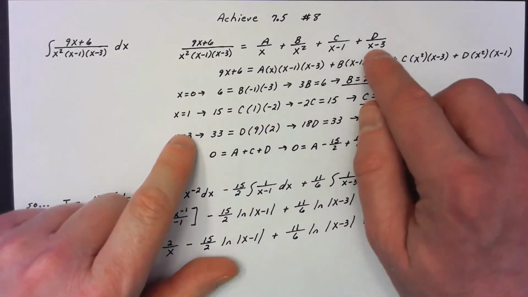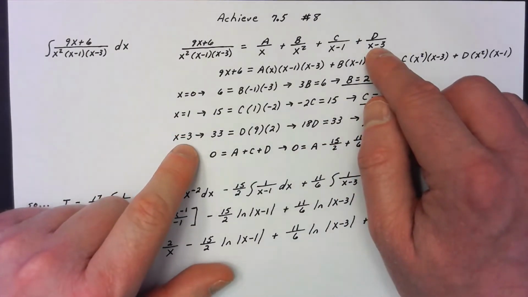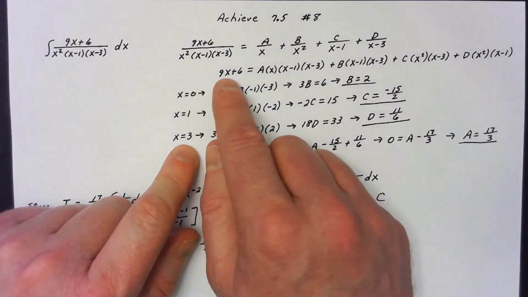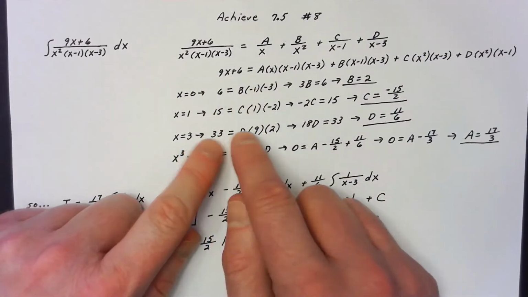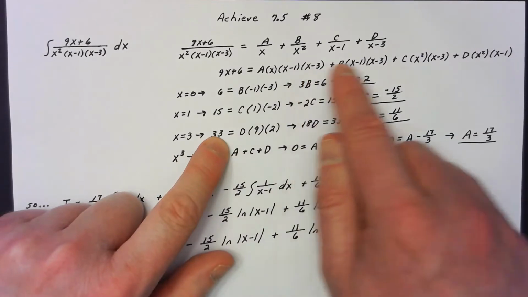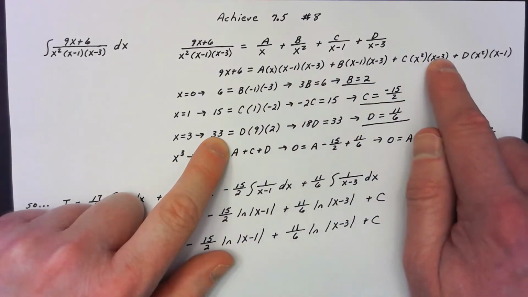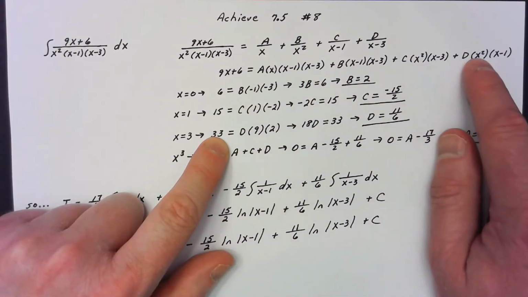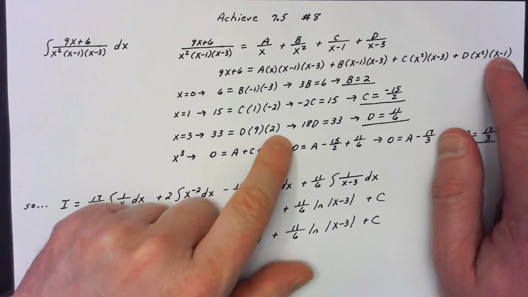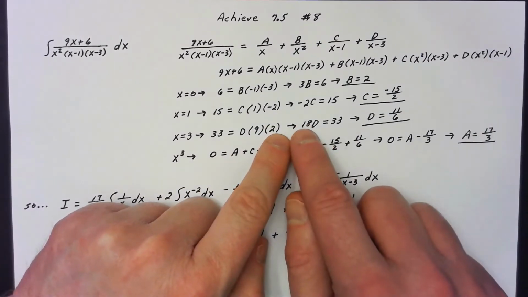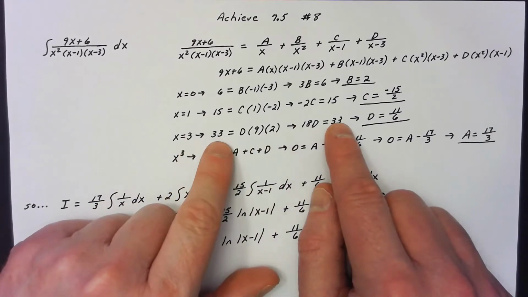Now, to solve for D, I can allow x to equal 3. On your left-hand side, 9 times 3 is 27 plus 6 is 33. On the right, anything that has that x minus 3 as a factor becomes 0. So now I'll have D times 3 squared, which is 9, times 3 minus 1, which is 2. So I have 18D is equal to 33.